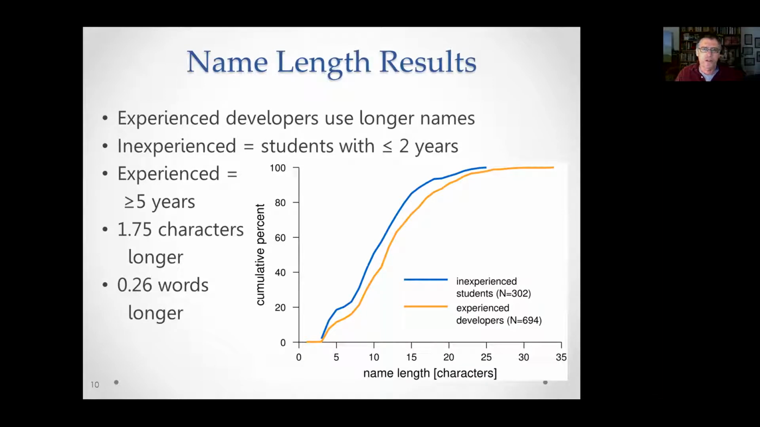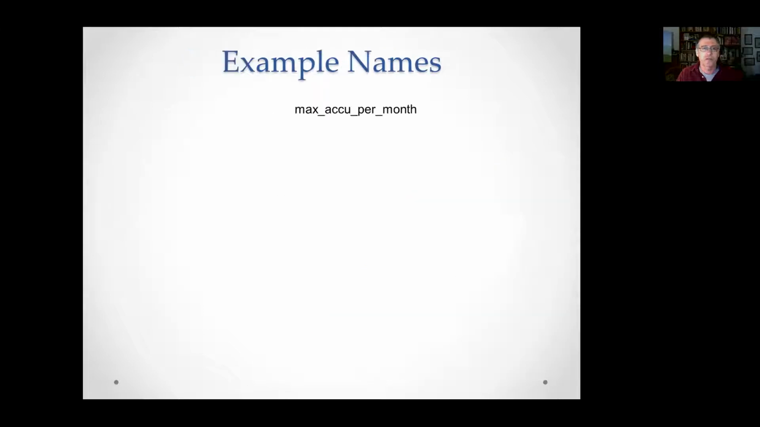So one of the results we got concerns the length of the names, and we found that experienced developers, defined to be those with at least 5 years of professional experience, gave names which were longer than inexperienced students with at most 2 years of experience. The difference was 1.75 characters longer on average and 1.26 words longer on average, given that many names include more than 1 word. But it's more interesting to look at the names themselves.